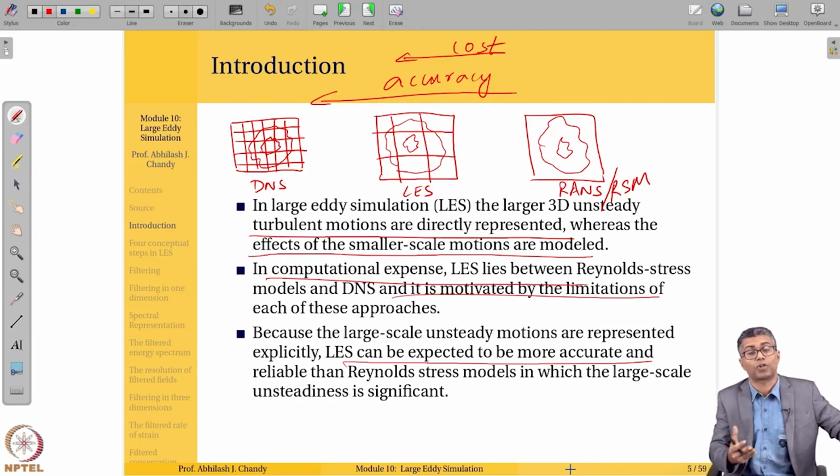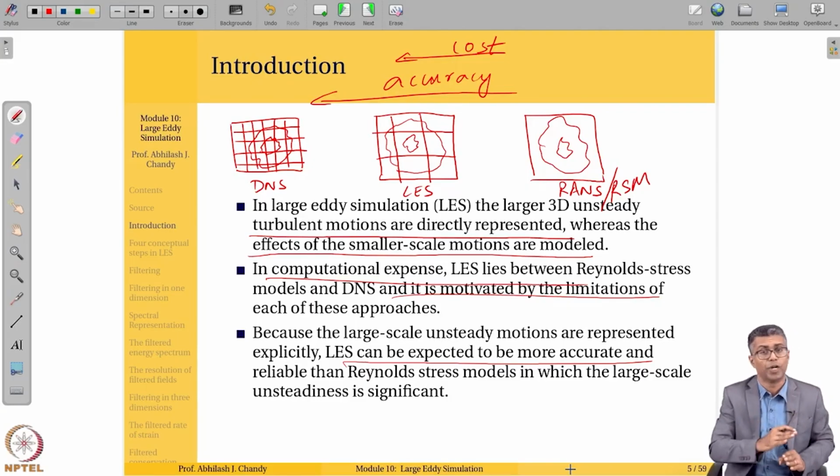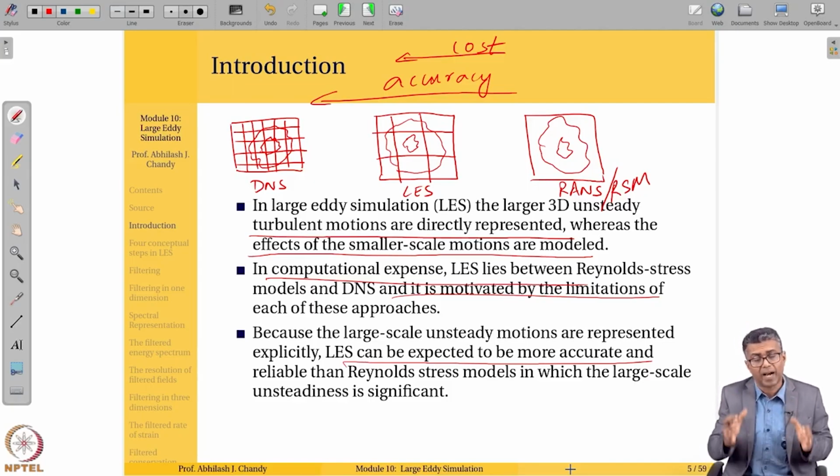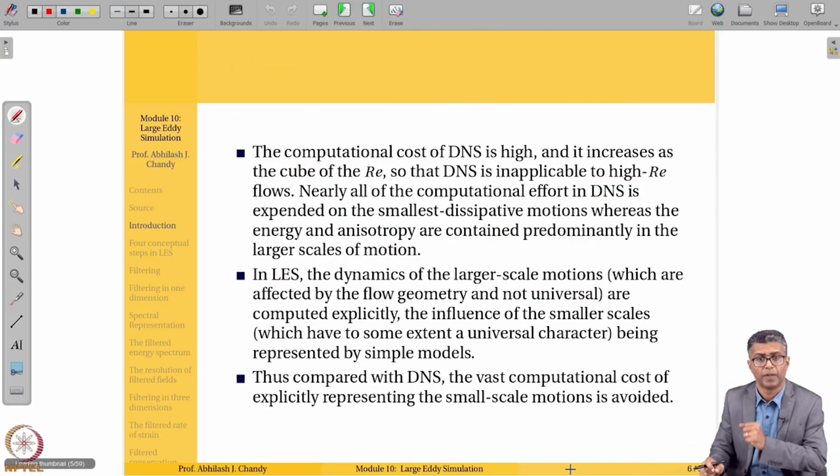Because if you capture all of those, you would approach a DNS, of course. What LES tries to do is capture most of that energy, 80% of that energy, 90% of that energy, not 100%. No way it is capturing 100% of the energy. Only DNS can capture 100% of the energy, which means your grid has to be very fine. LES does not do that. LES only captures the large scale motions, the large scale unsteadiness. So I hope this is clear.